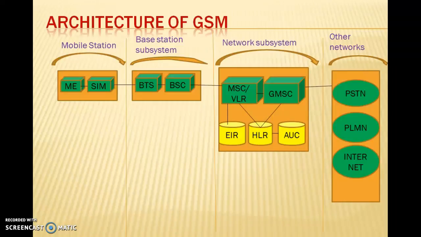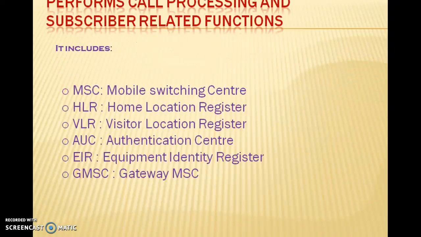Then base station subsystem, that is base transceiver station and base station controller, commonly called the base station subsystem. Next, network subsystem. Network subsystem includes mobile switching center and gateway of mobile switching center, which includes VLR, visitor location register, HLR, AUC, EIR, etc. Then the data moves to other networks, to PSTN, PLMN or internet.